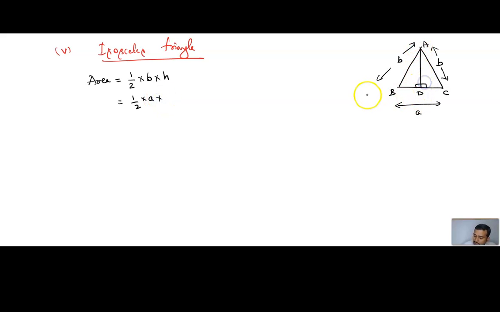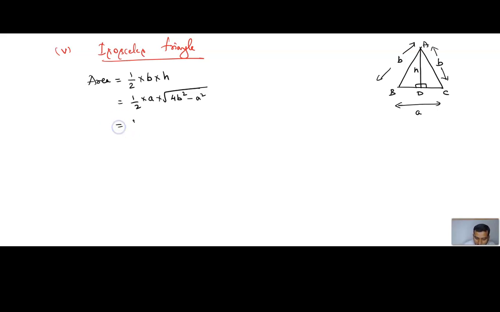So, this AD is perpendicular to BC, right? We have to apply Pythagoras. As per Pythagoras, the height value, that is H. So, AD is H, okay? So, the value of H, the AD, once we derive it, will become 4B square minus A square.